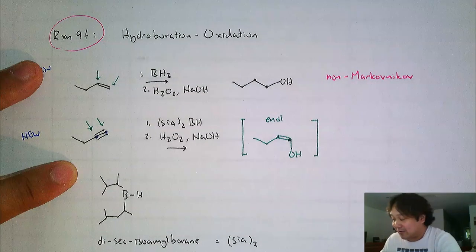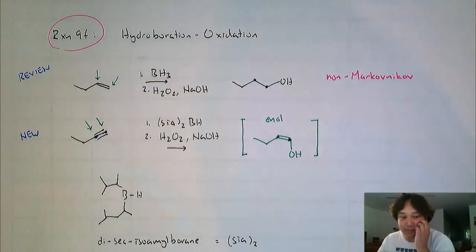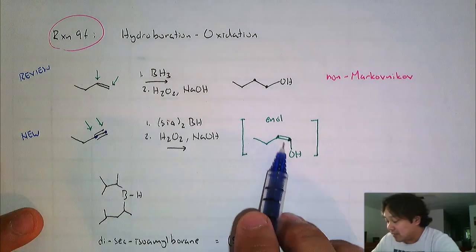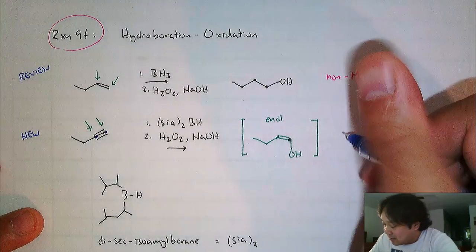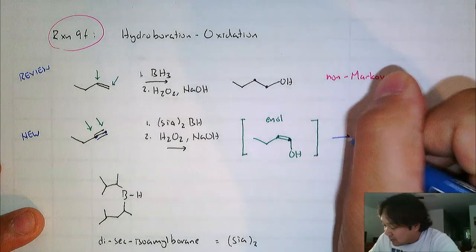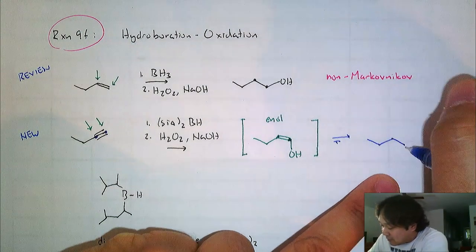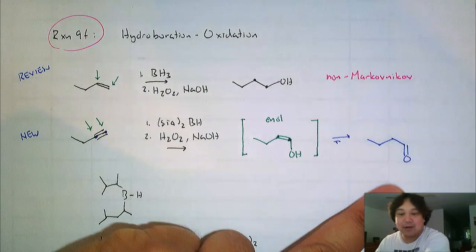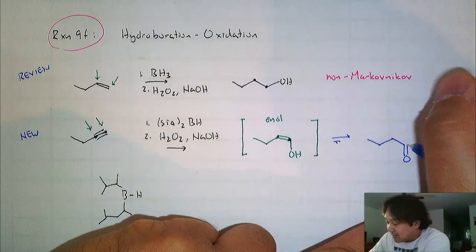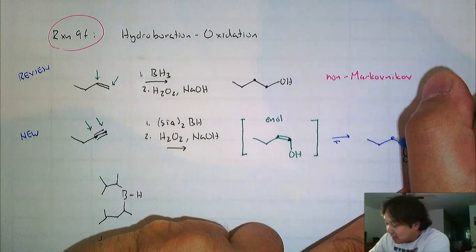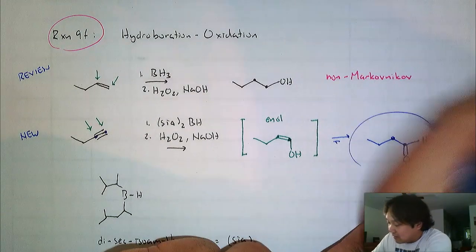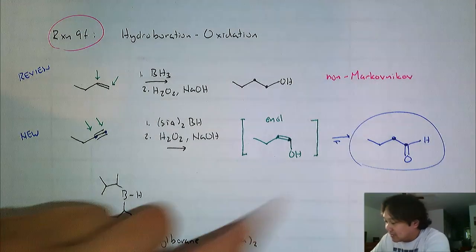How would that look? Remember the trick? The trick is to shift a double bond. And your final product would be this. What is that? That is an aldehyde. And this is the product.